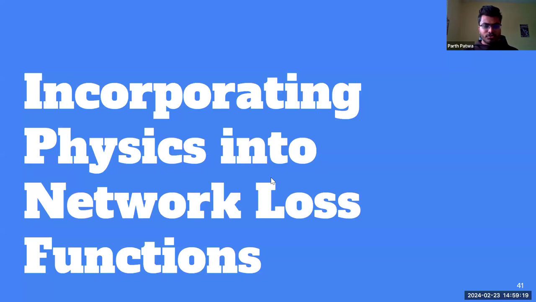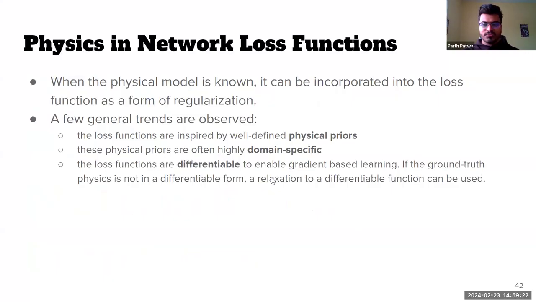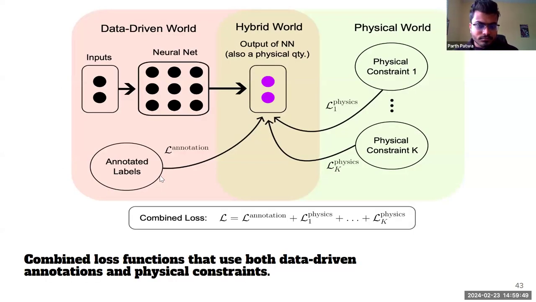Finally, we come to incorporating physics in loss functions, which we saw previously as well. The loss functions are usually inspired by well-defined physical priors. The priors are domain specific, but the important thing to note is that the loss functions need to be differentiable for us to have gradient-based learning like backpropagation. So this is an overview of loss-based functions, and we saw some examples in the previous part as well, where we have some traditional loss and a physics-based loss to guide the model training.